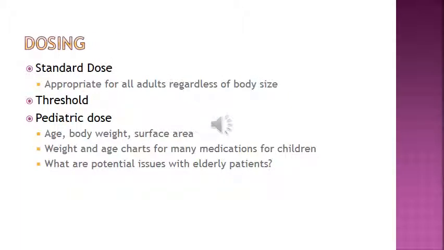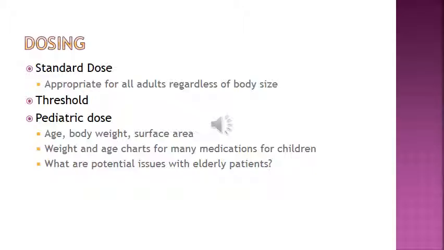Now, some concepts with dosing. There are some different things that need to be considered. With a lot of drugs you have what's known as a standard dose. That's the appropriate dose for all adults, regardless of body size. So for all adult patients, there are typical standard doses of different types of drugs. You also have what's known as a threshold. The threshold is the lowest dose capable of producing a perceived response. That's going to vary depending upon some of the different properties of the drug, so that's something that's going to have to be considered when you look at a lot of the dosing.